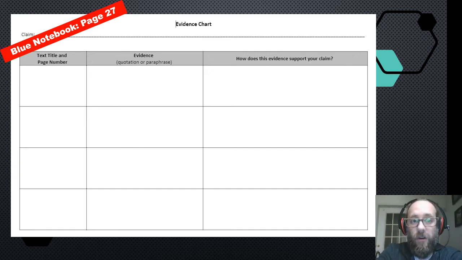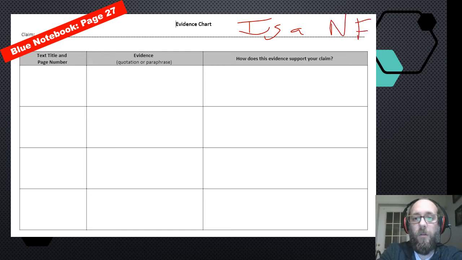So this whole chart on 27 is about how Jack London is a nature faker. We're going to say he is a nature faker here. We have to find evidence of that. Whew, here we go. You got this. Move on.